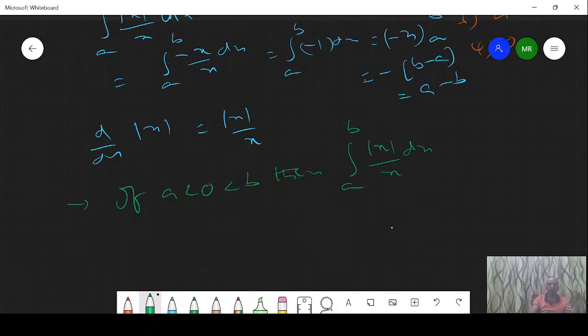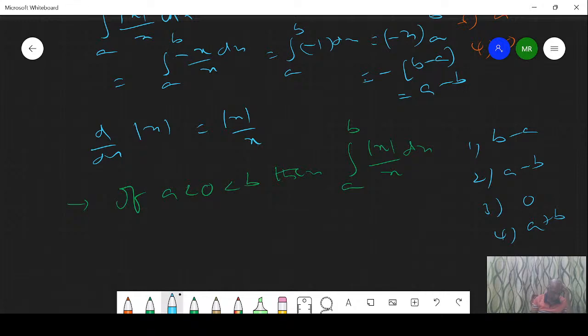So the options are here. The given options: b minus a, and a minus b, and the third option is 0. The fourth option is a plus b. These are the options. Check this one. How to do this one, also using the same concept.